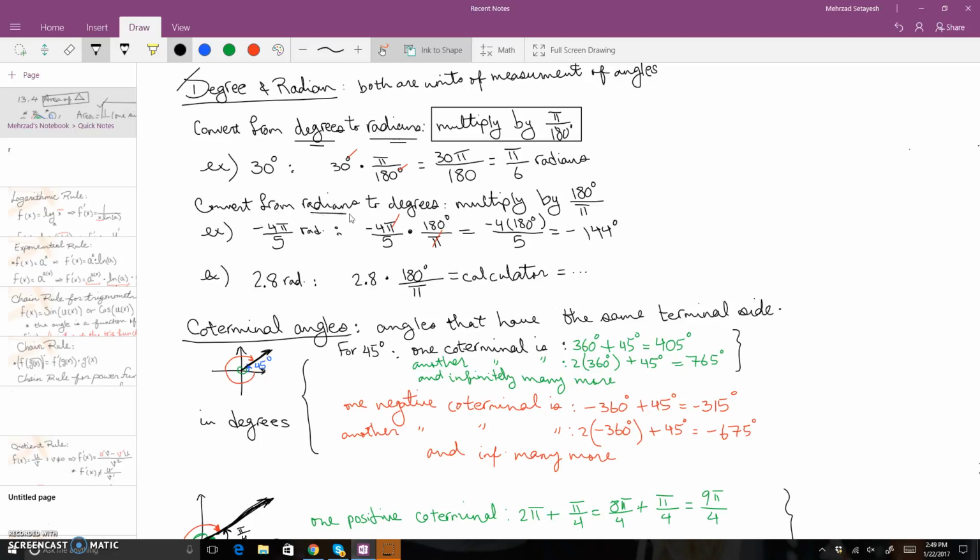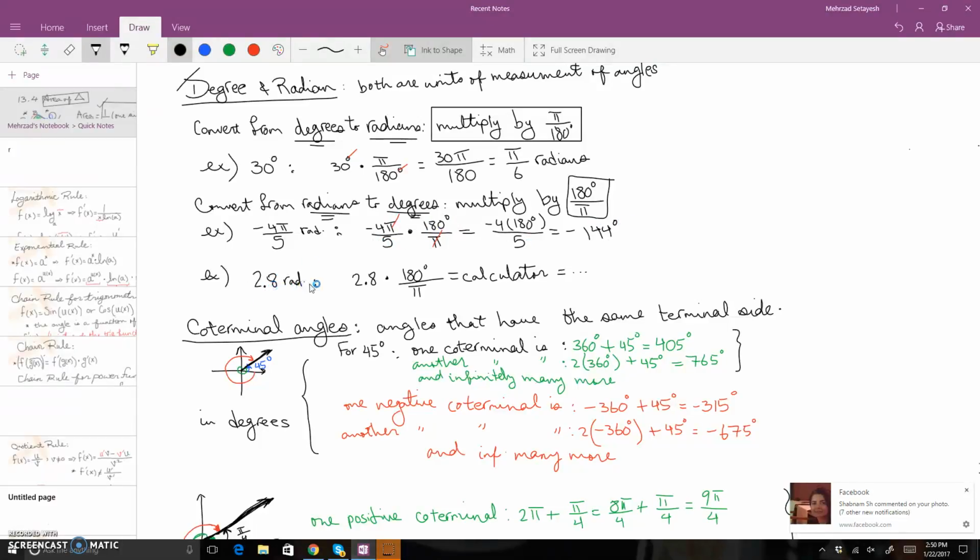Now, if you're converting from radians to degrees, it means what's given to you is in radians. What's wanted is the same angle in degrees. This time we multiply by 180 over pi, exactly the reciprocal of what we wrote earlier. So for example, negative 4 pi over 5 radians. We want to convert this into degrees. So I have to multiply it by 180 degrees over pi, because degrees is what we want, so we put that in the numerator. Simplifying it gives us negative 144 degrees.